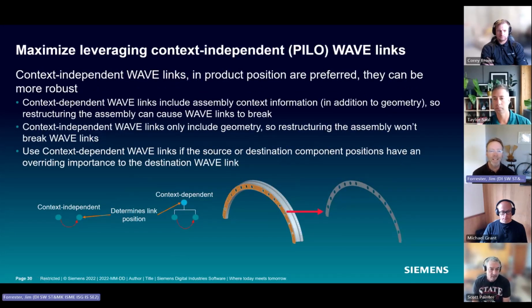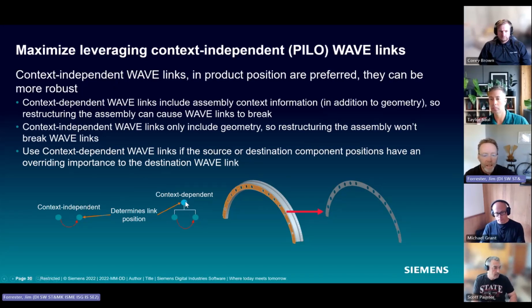Maximize leveraging context independent wavelengths, which is the new term for this. The short term was PILO, position independent linked object wavelengths. Context independent wavelengths in product position are preferred. They can be more robust because they do not have an assembly that's managing the position. So if you don't need this feature, avoid it. Just go to this context independent wavelength. There's less kind of baggage that comes along with this wavelength.